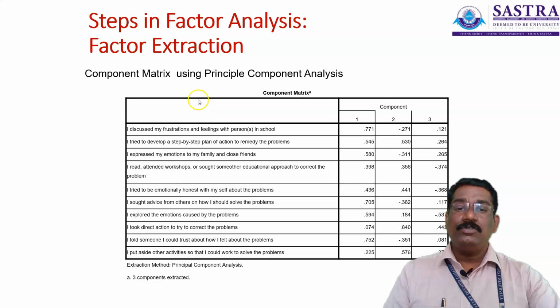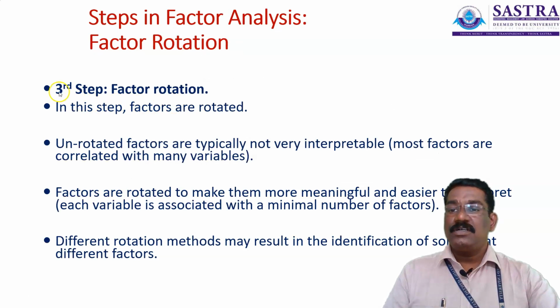But we normally use the rotated component matrix. We don't infer from the component matrix using principal component. And the third step is called factor rotation. In this step, factors are rotated. Unrotated factors are typically not very good for interpretation, since most of the factors are correlated with many variables. That's why factors are rotated, to make them more meaningful and easier to interpret.